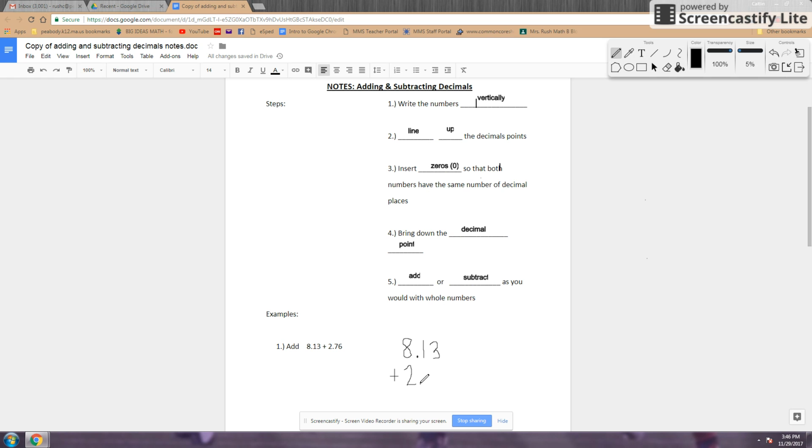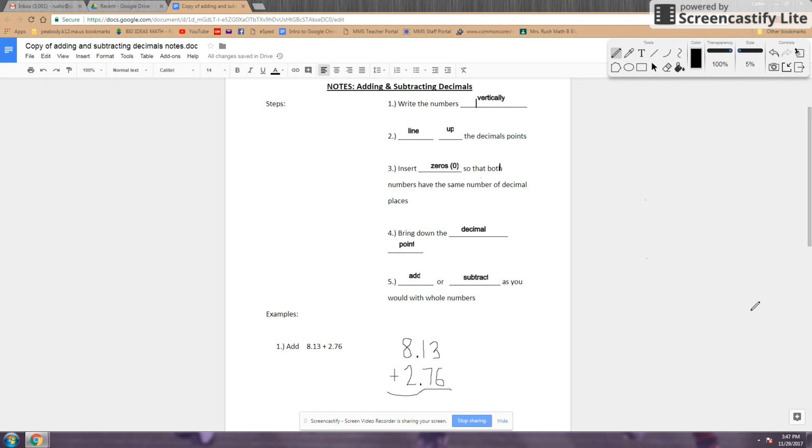And again, you know me, I usually try to make my writing nice and neat. I'm trying hard with this little pencil. It's a little new for me. So 8.13 plus 2.76. Whoa, a little squiggly. All right, so there we go. So there's the problem.